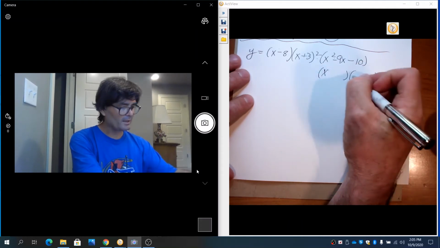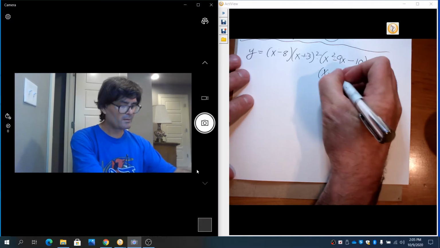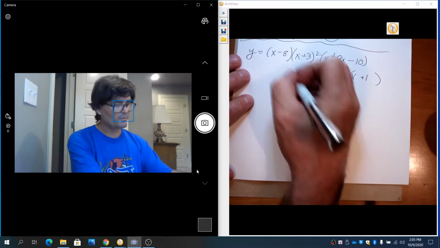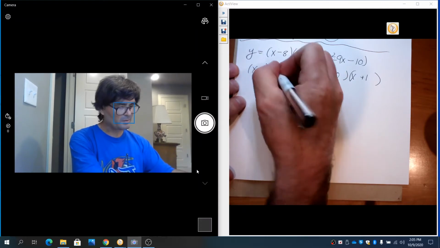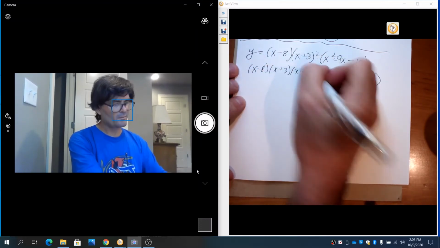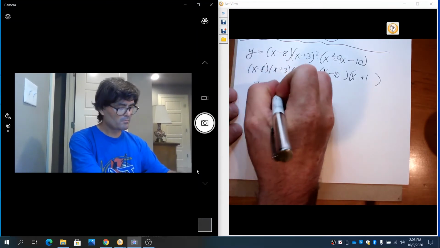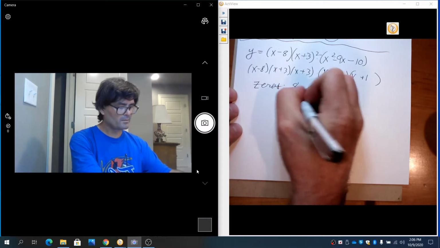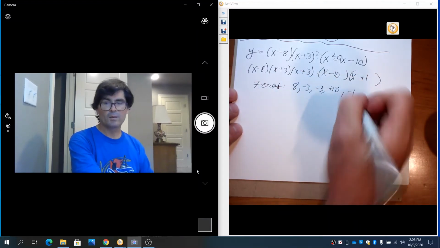x and x, what multiplies to be negative 10 but adds up to negative 9? Negative 10 and plus 1. And I'm just going to write this all out this time. We got x plus 3, x plus 3. So my zeros are going to be 8, negative 3, negative 3, 10, negative 1.